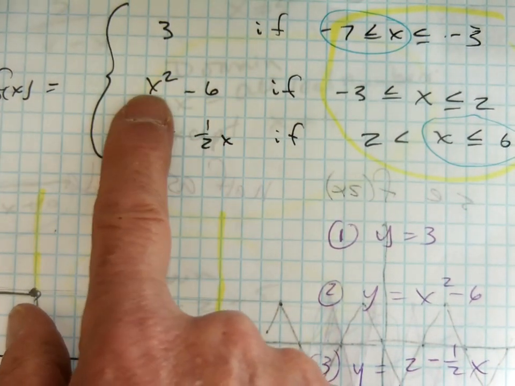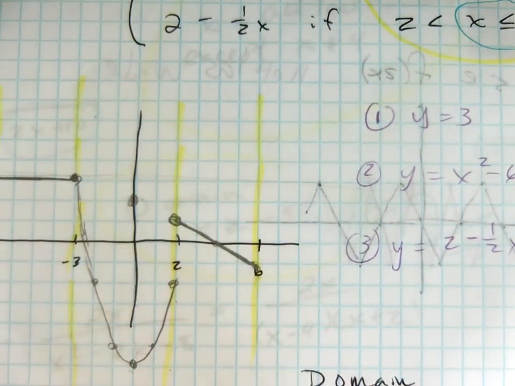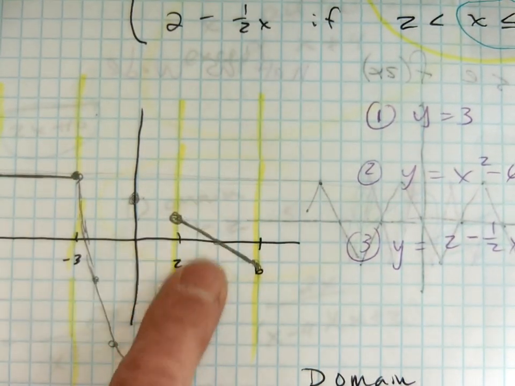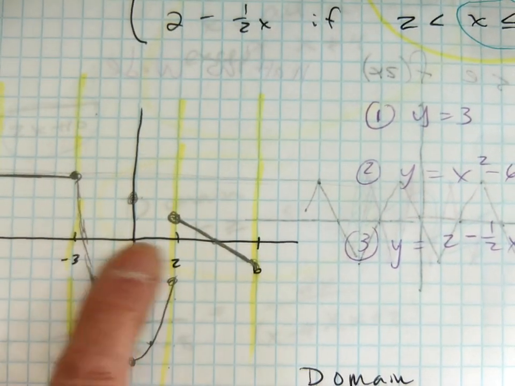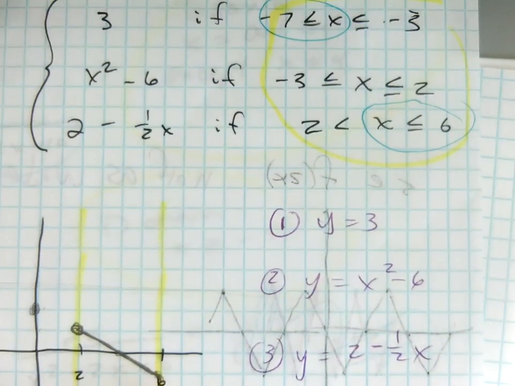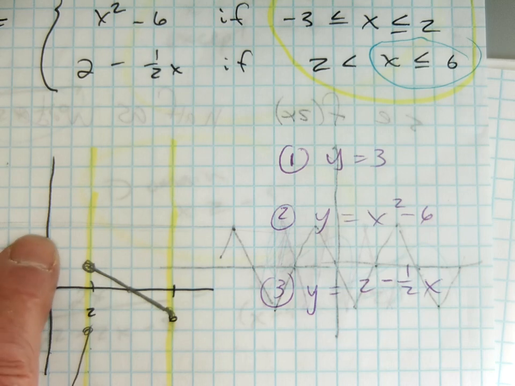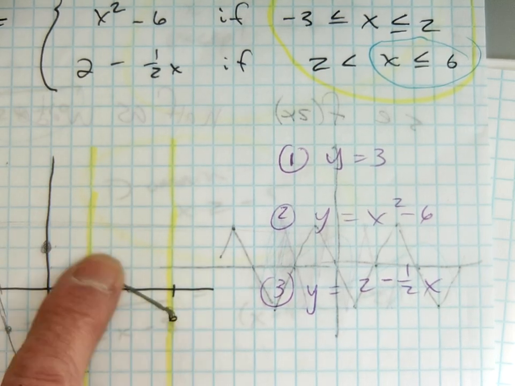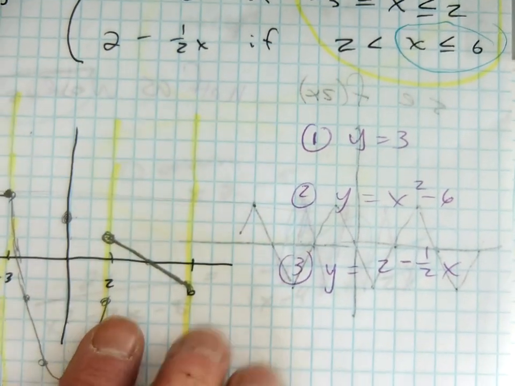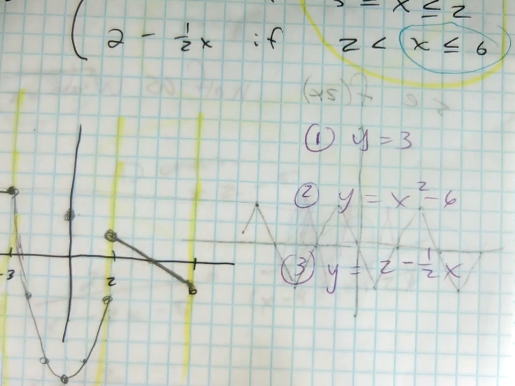Second equation, x squared minus 6, is a parabola. At negative 7, I drew my parabola. And then it's only within this region between negative 2 and 2. And finally, my line, which I have to start on the y-axis, going down 1 over 2, only exists between 2 and 6, okay? Now, they're not connected. They don't have to be, okay? That's just the way that is.